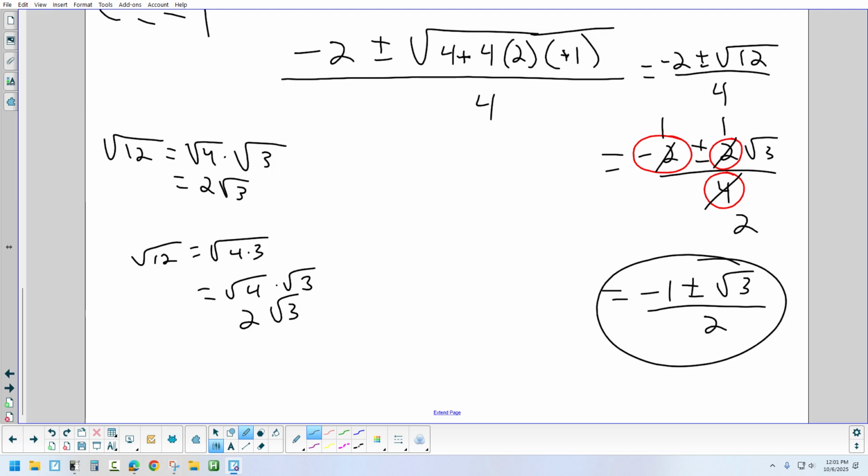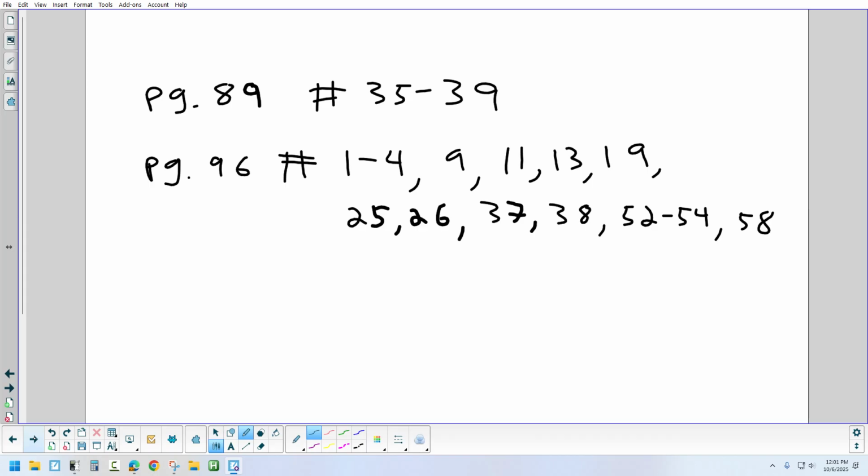Okay, and that's solving quadratics. Okay, so homework tonight, it is on 2 different pages. The first page, 35 to 39, that's a break-even point problem. It's all the same question. And then page 96, that's on solving the equations.